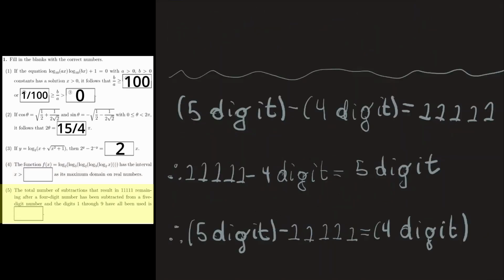So next is question 5, which says the total number of subtractions that result in 11111 remaining after a 4-digit number has been subtracted from a 5-digit number and the digits 1 through 9 have all been used is blank. So this is a pretty interesting question. It doesn't really require you to know anything specific except what a factorial is and what one of its main uses is, specifically how to use a factorial to find the different possible combinations of a set of items.